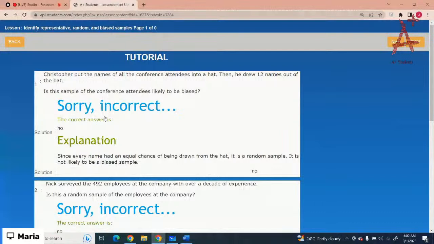The sample is all the conference attendees, got it? He put all the names of the attendees in the hat and then drew 12 out of the hat. You need to see if this is likely to be biased. So the correct option is no. Since every name had an equal chance of being drawn from the hat, it is a random sample. It is not likely to be a biased sample. You have all the names in the hat, you can select any. Got it? So that is the random sample, not the biased sample.